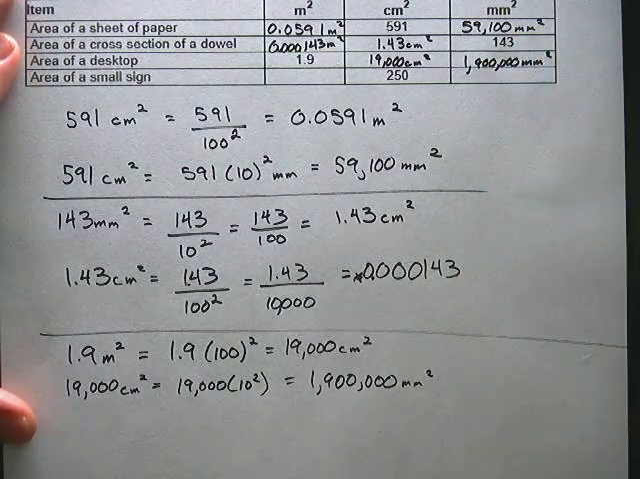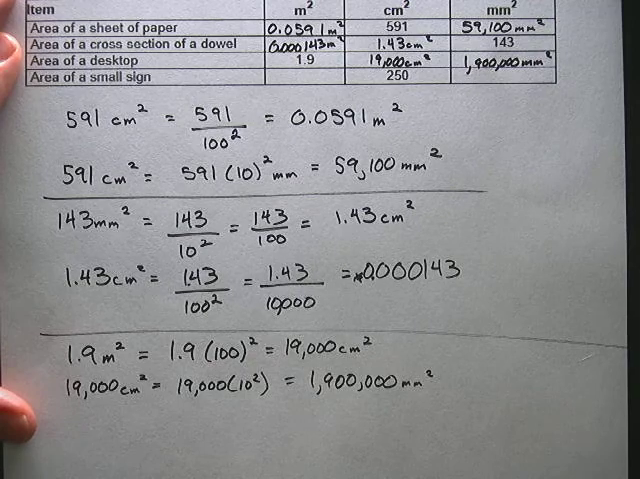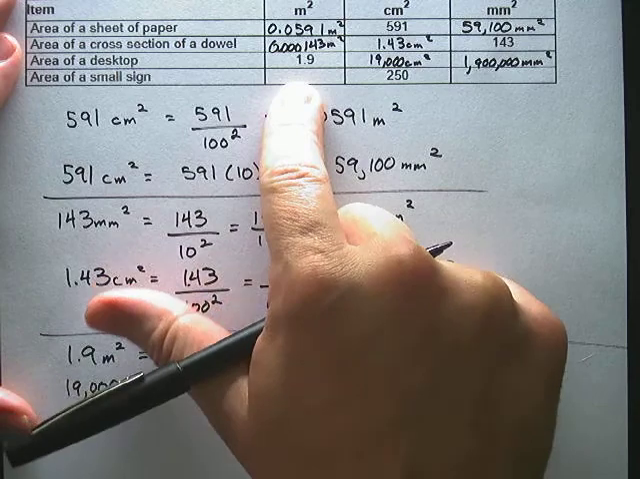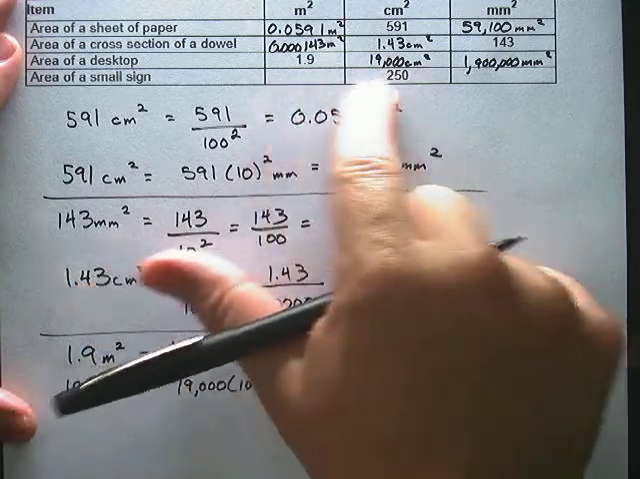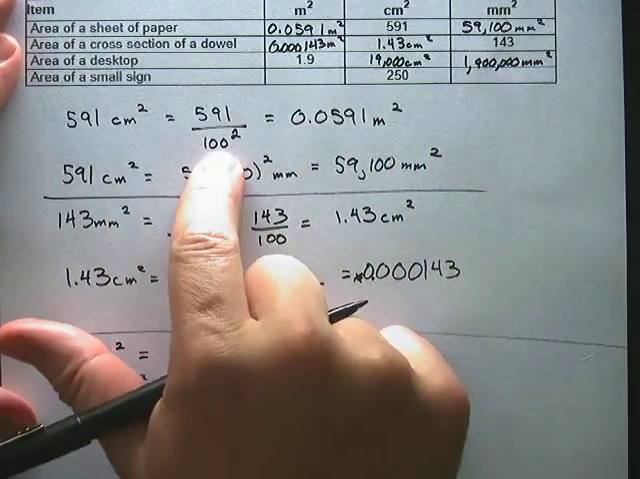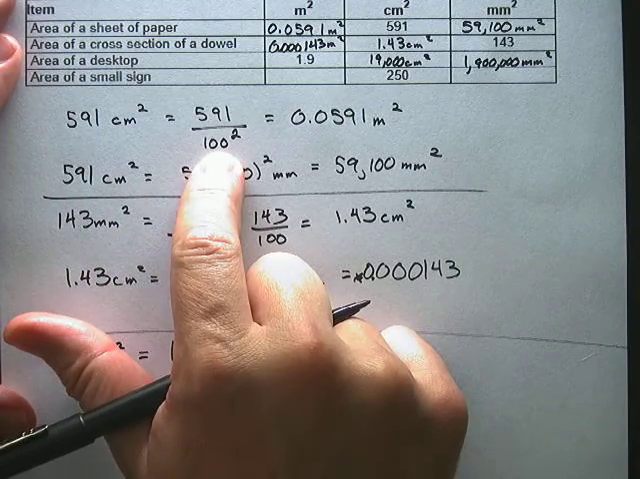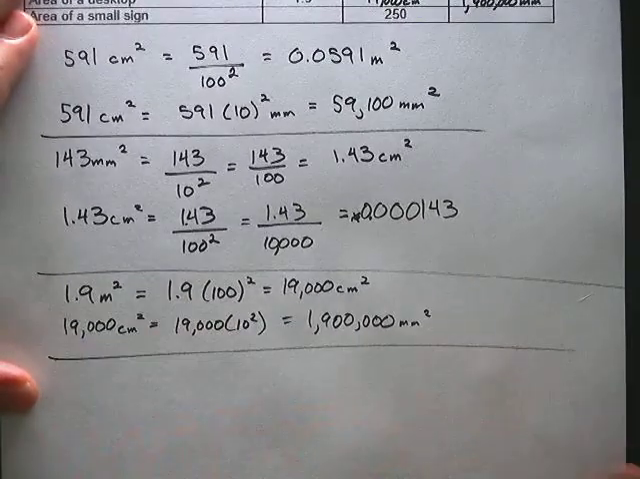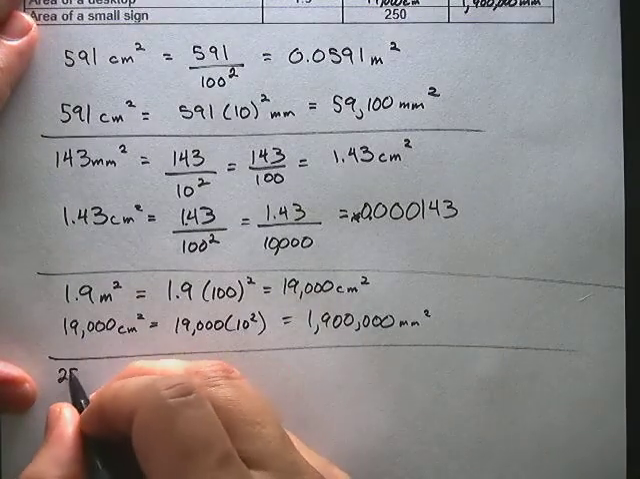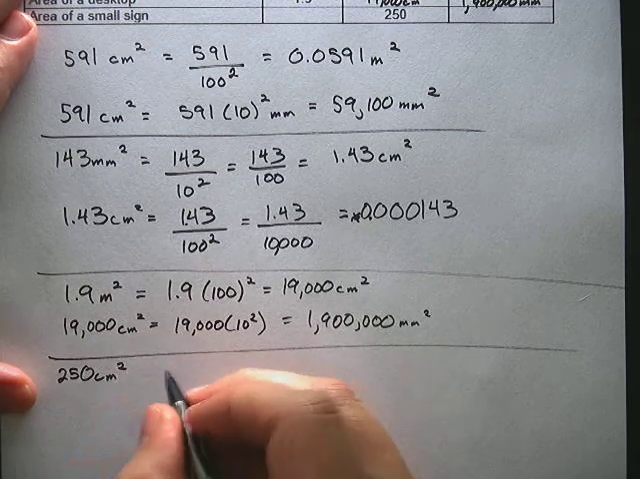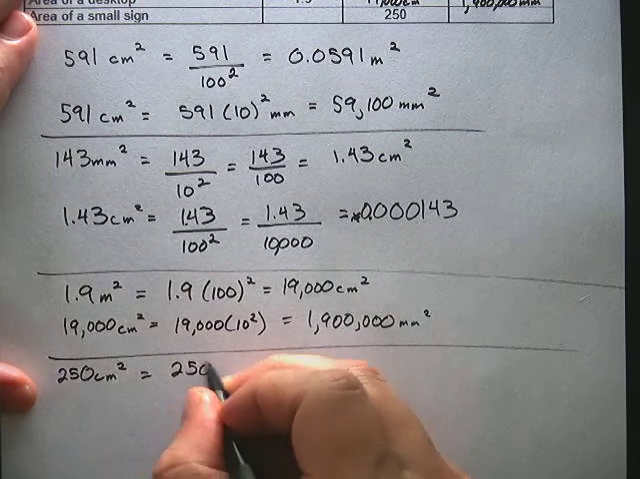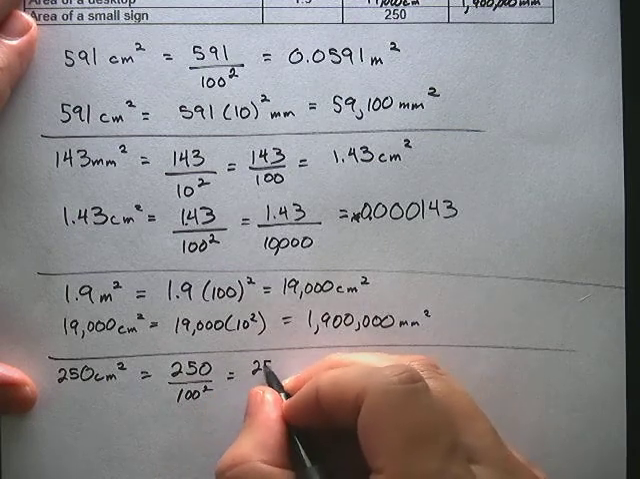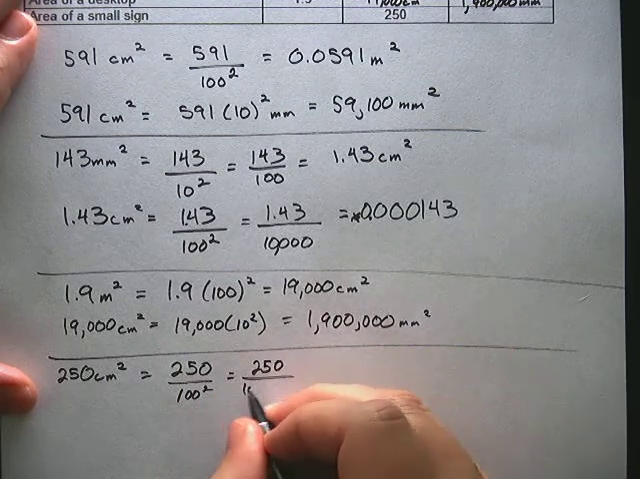Okay, and our last one is just like the first one. So it's 250. We want to go left and right. So remember how we did that on the first one? We divided it by 100 squared to go left, and we multiplied it by 10 squared to go right. So in the last section here, we have 250 centimeters squared. I will do 250 divided by 100 squared. Okay, so it's 250 divided by 10,000.